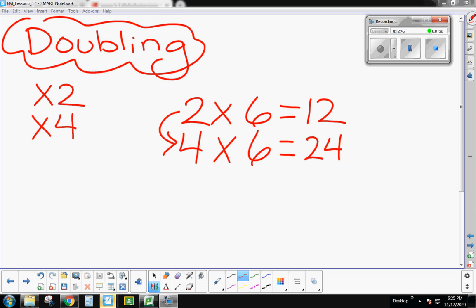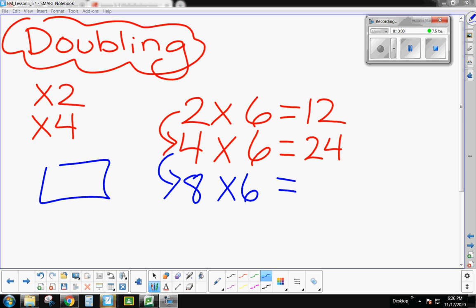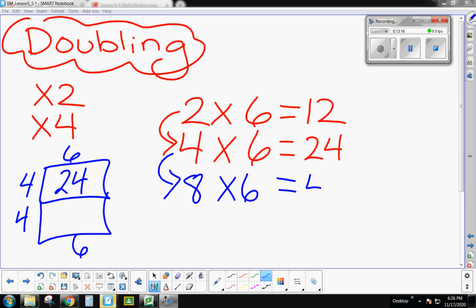Now wait, could I use that again? What if I doubled the 4 and did 8 times 6? Isn't that just doubling the 4? So if I have a 4 by 6 and I double it and do another 4 by 6, that's 8 by 6, right? Well, if the 4 by 6 was 24, and I know that already, what would 8 times 6 be? 24 and 24 is 48.